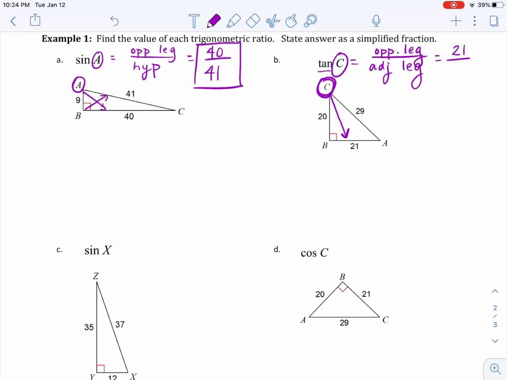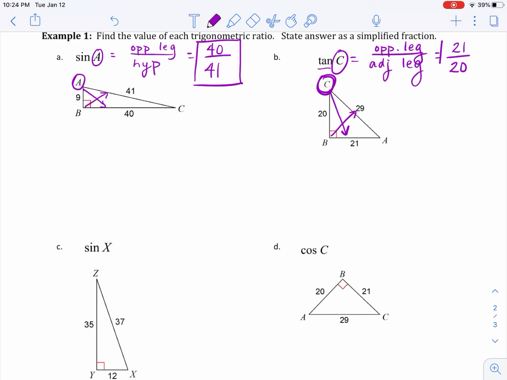The adjacent leg will be the one that is not opposite and not the hypotenuse. So again, the hypotenuse is easy. It's across from the 90. So which one am I not pointing at? I'm not pointing at the 20. That must be the adjacent. So hypotenuse is always across from the 90. When we say opposite leg, we mean across from the angle they gave us. So adjacent is the one that's next to and not opposite. Right? So 21 over 20.